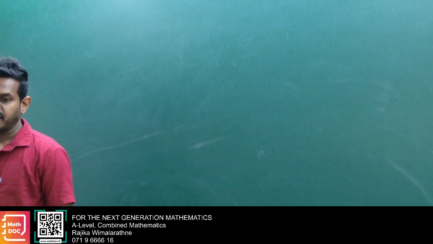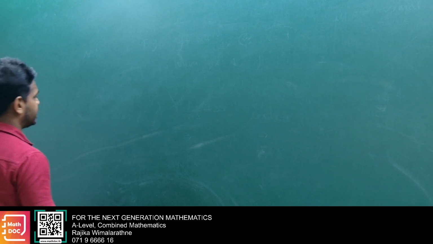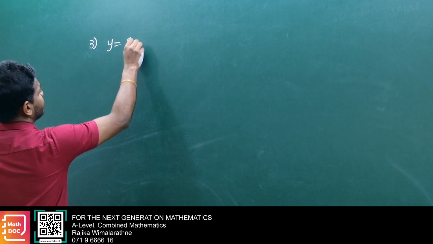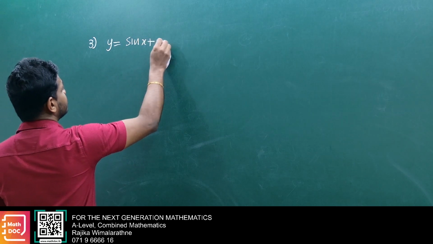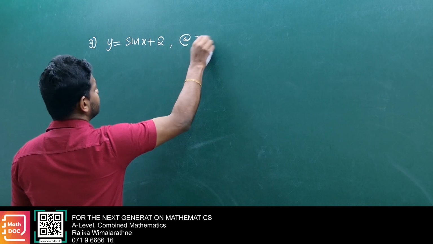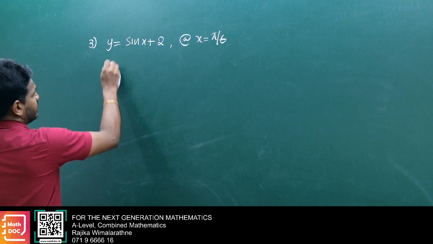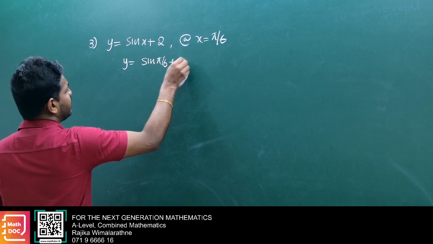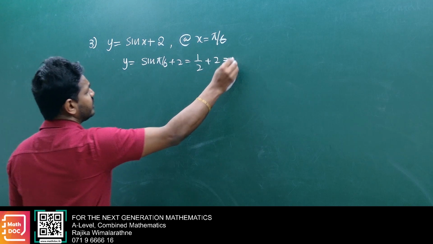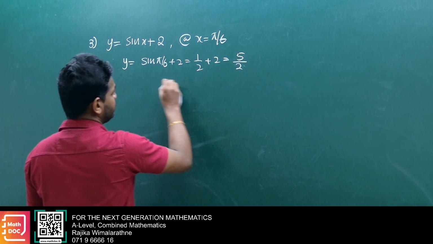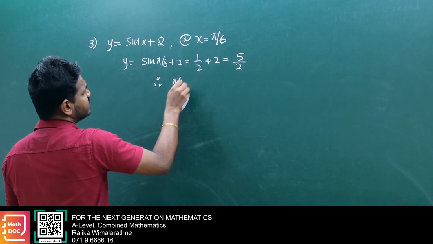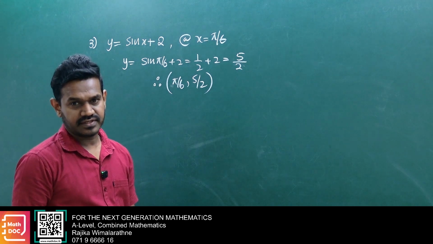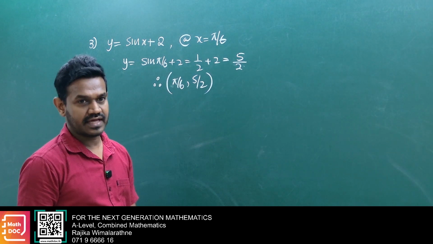Okay, then further check this. Third one: y equals sin x plus 2 at x equals pi divided by 6. Then find the corresponding y value. Sin pi divided by 6 plus 2, half plus 2, 5 over 2. Therefore, the point is pi divided by 6, 5 over 2. No need to put pi equal 22 over 7. No need to write. Just put it as it is.